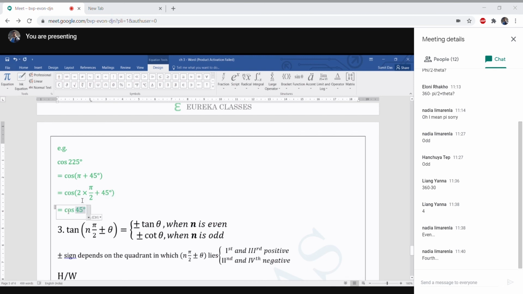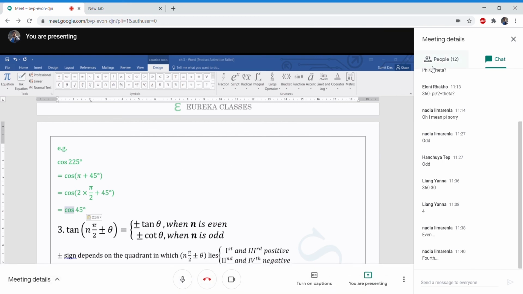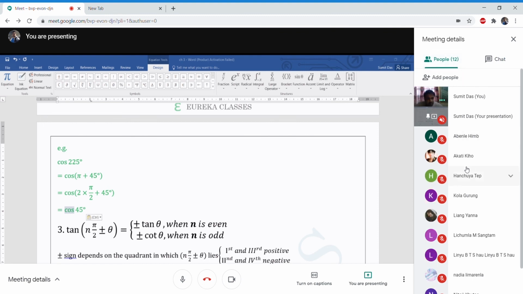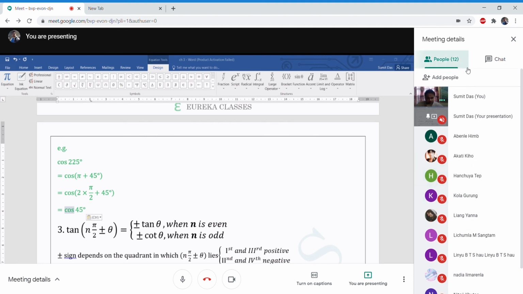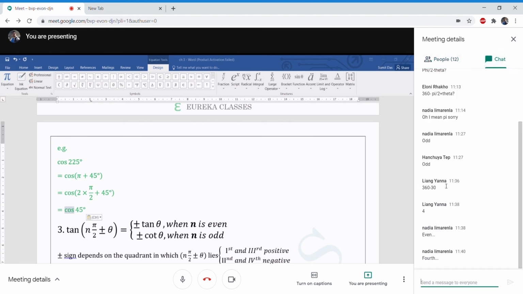But let me know whether it will be plus or minus. 225 is in which quadrant? Fast. 225, which quadrant? No one is responding. Are all sleeping or what? Everyone is sleeping. I hope I am audible clearly? Let me know, 225 is lying in which quadrant?